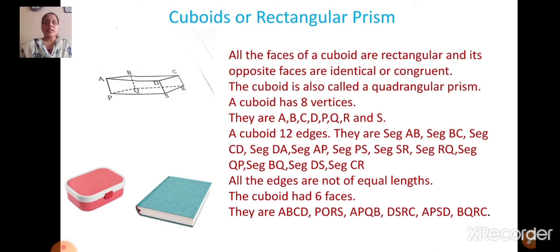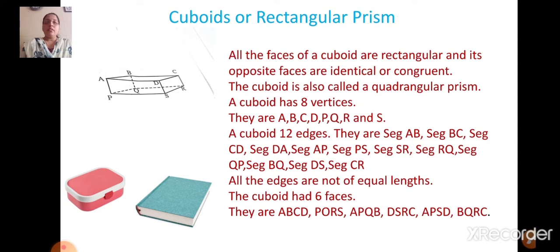All the faces of a cuboid are rectangular and its opposite faces, you can see the opposite faces, they are equal, that is identical or congruent. We call it identical or congruent, that is the same or equal. So all the faces of a cuboid are rectangular and its opposite faces are identical or congruent. Cuboid is also known as quadrangular prism. Okay, is it clear, children?